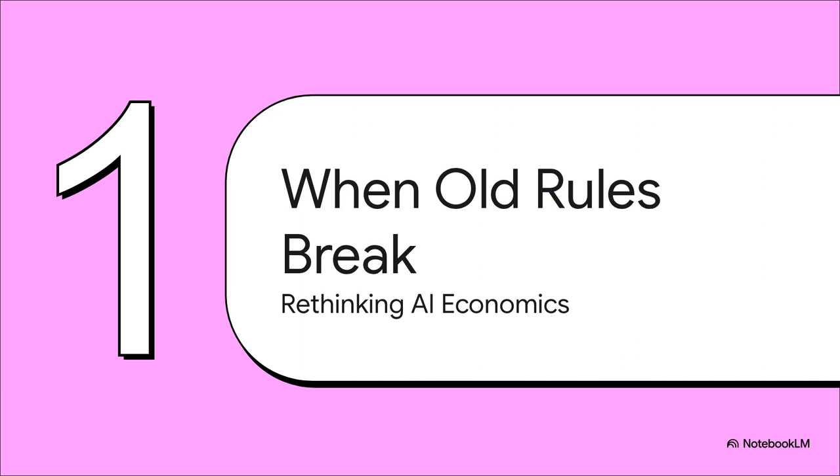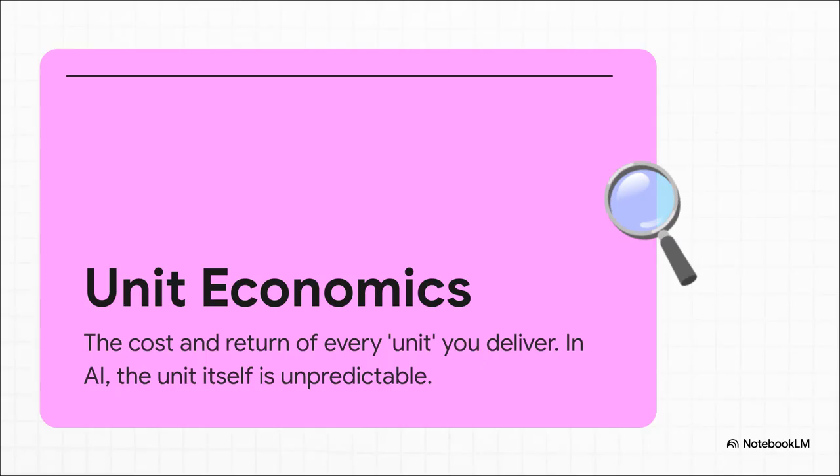So, to get to the bottom of this, we first have to talk about why the old, comfortable rules of business just break when you apply them to AI agents. You know, at the core of any business is this idea of unit economics. Basically, what it costs you to deliver one unit of value. In SaaS, that unit is easy. It's a user, a feature, whatever. It's known. But in AI, the workflow itself is non-deterministic. That means its path, its resource use, it's all unknown ahead of time. The unit itself is a constantly moving target.